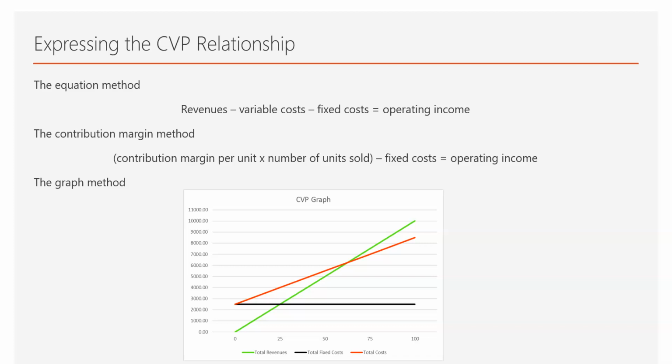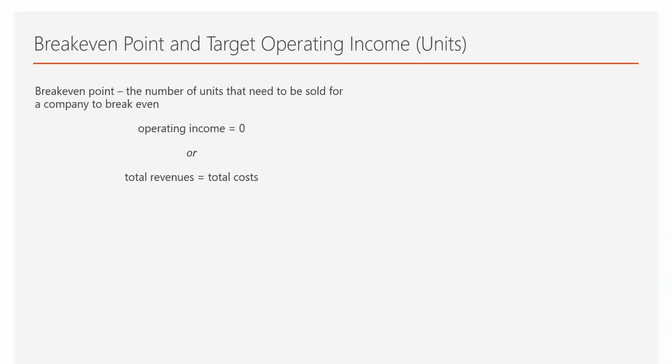Then we have the graph method, and the graph method is just simply stating the CVP relationship on a graph. I'm actually going to come back to that graph in just a little bit once we get a little bit further along, and then explain what the different points and the different areas mean. So let's get forward to the break-even point, and let's start understanding some of this so we can go backwards into that graph and make some sense of it.